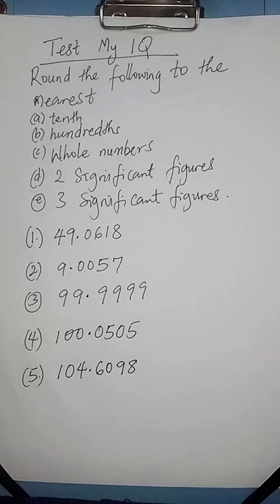It is time to test your IQ. You round the following numbers to the nearest: A tenth, B hundredth, C whole numbers, D 2 significant figures, and E 3 significant figures. So you have 5 questions. Each of them will give you 5 answers. Number 1, for example, you round it to the nearest tenth, hundredth, whole numbers, 2 significant figures, and then 3 significant figures. Then you move to number 2. And please do this. Put your answer in the comment section, and let's see who'll be the first to get all the work correctly.